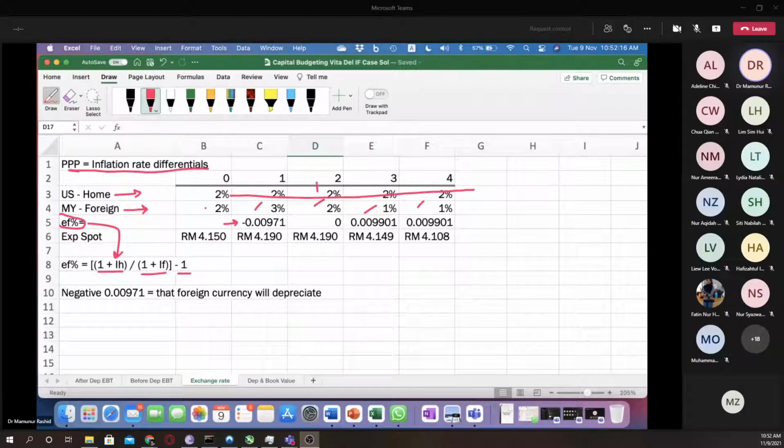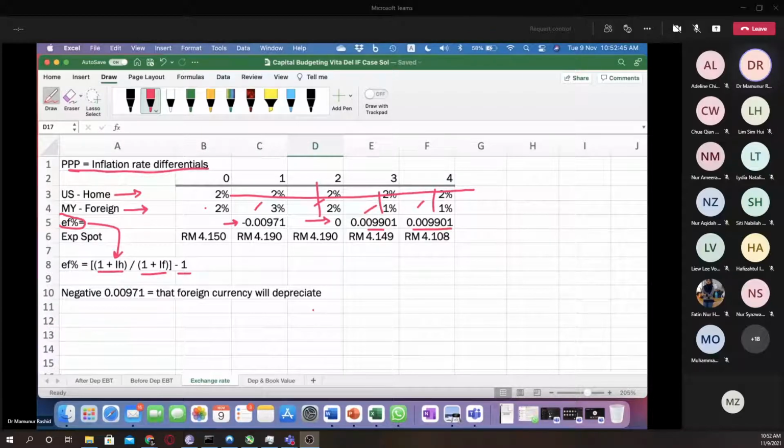Second year inflation rate differential is 0. So the difference is 0%. Third year inflation rate difference is again 1%. So it is 0.009901. Okay, so almost 1% difference. In the 4th year, the inflation rate difference again 1%. So it is exact figure is 0.009901%. Okay, so now based on these differences, EF percentage, we need to calculate the foreign currency rate.